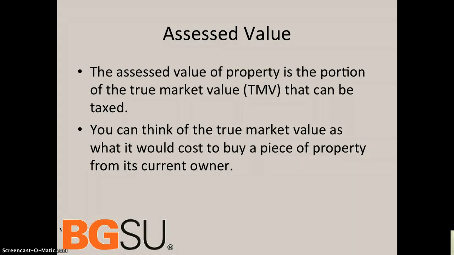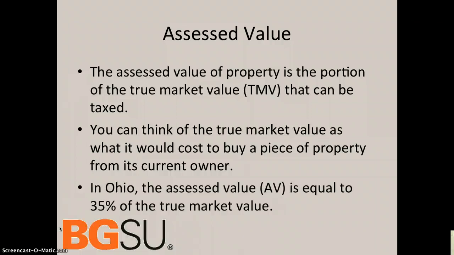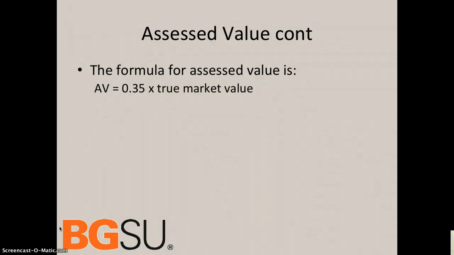What would that cost? So if the property has a market value of $300,000, only a portion of that $300,000 is taxable. And in Ohio, that taxable portion is 35%. So the first 35% of the value of a home is taxable. So the formula for assessed value, AV, is 0.35 times the true market value.